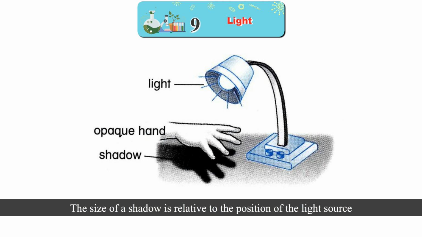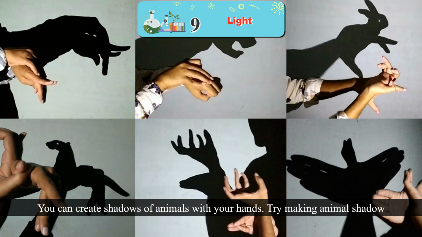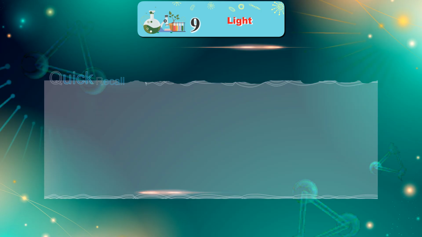The size of a shadow is relative to the position of the light source with respect to the object. You can create shadows of animals with your hands. Try making animal shadows using your hands as shown below.